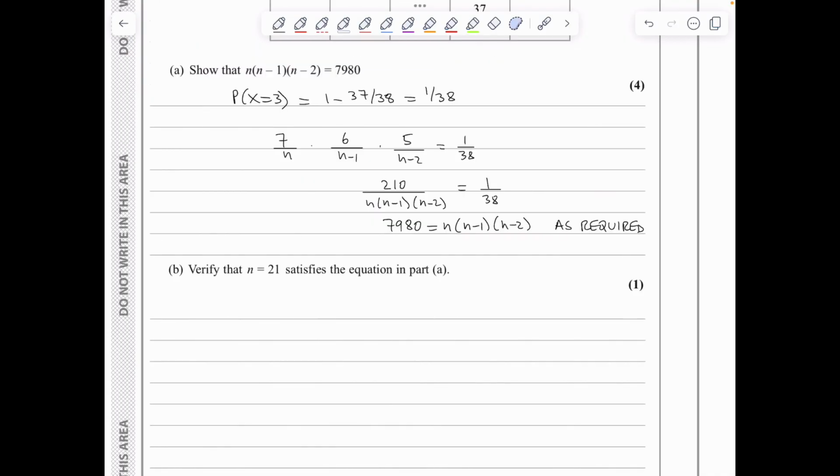We are then asked to verify that n is 21 satisfies the given equation. So if n is 21, I will substitute. I have 21 times 21 minus 1 times 21 minus 2, which gives an answer of 7,980, and therefore we conclude that n is 21 verifies the equation.